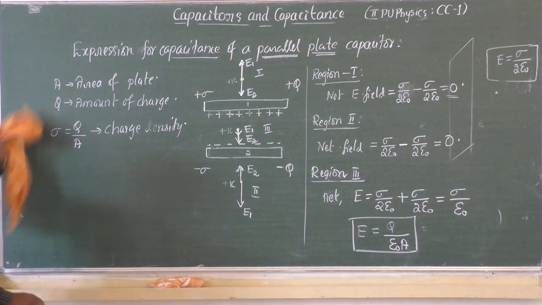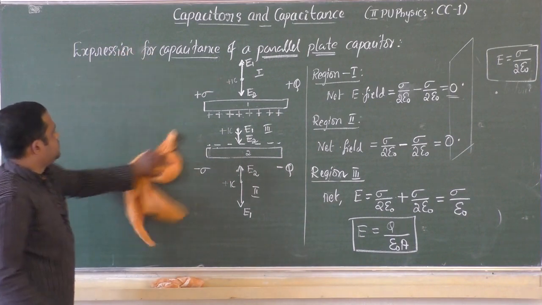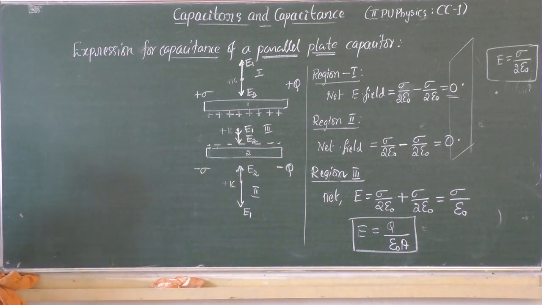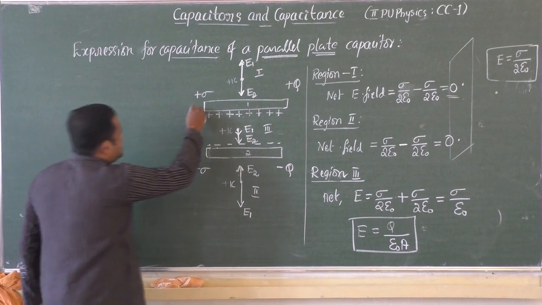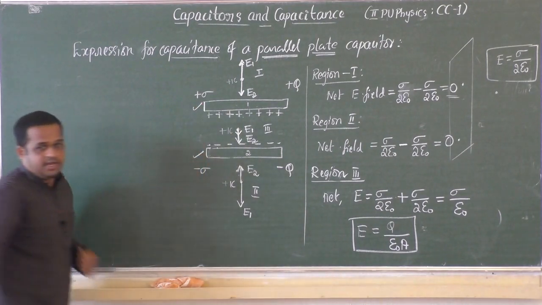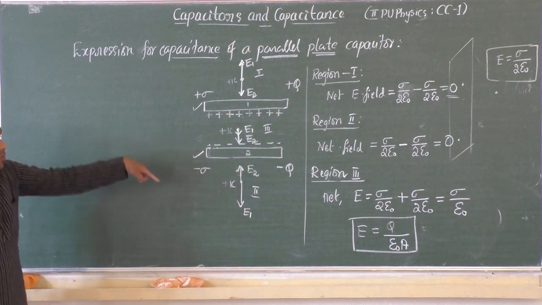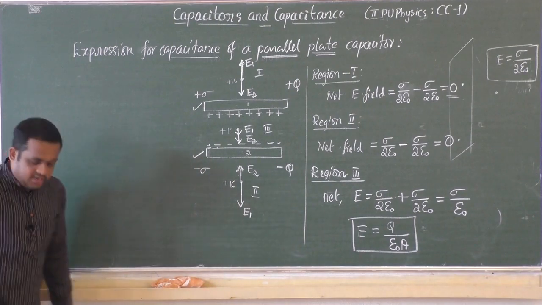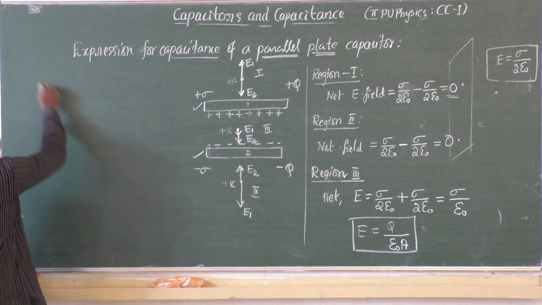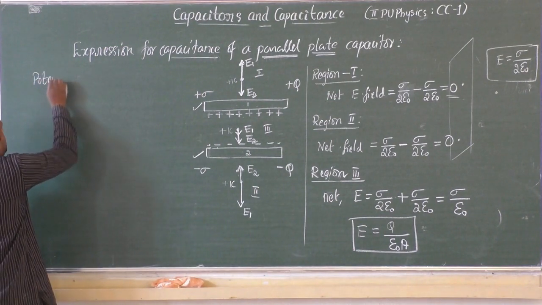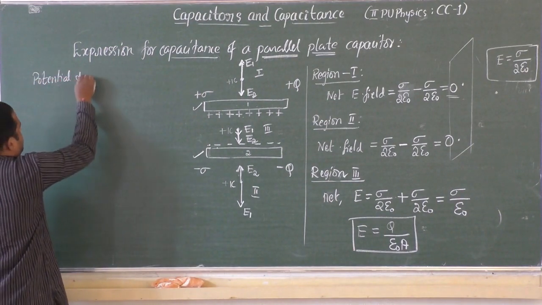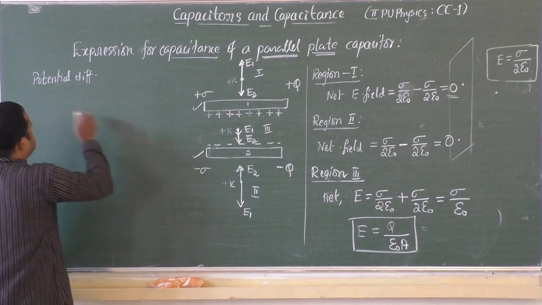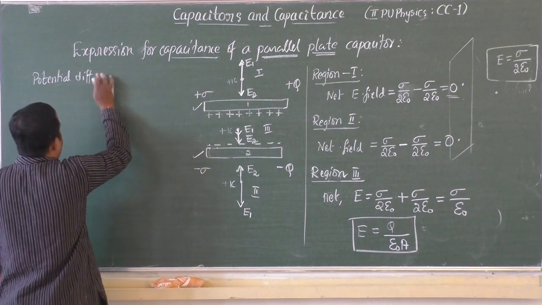Next, let us calculate the potential difference. This plate carries positive charge, this plate carries negative charge, that means there will be a potential difference between those two plates. Now let us calculate the potential difference, or simply potential, between the plates of the capacitor.